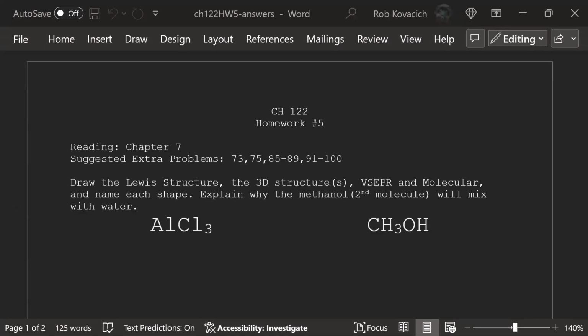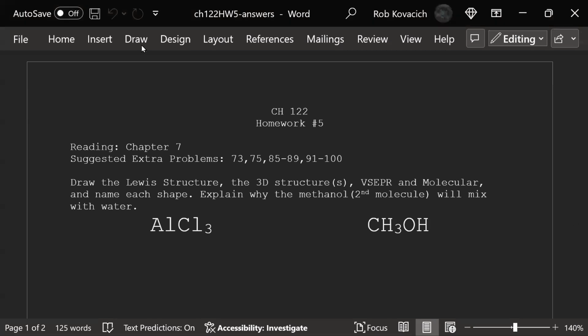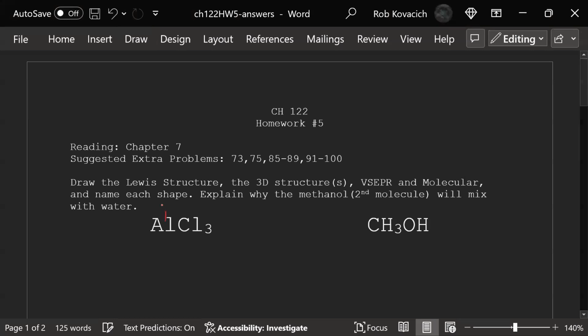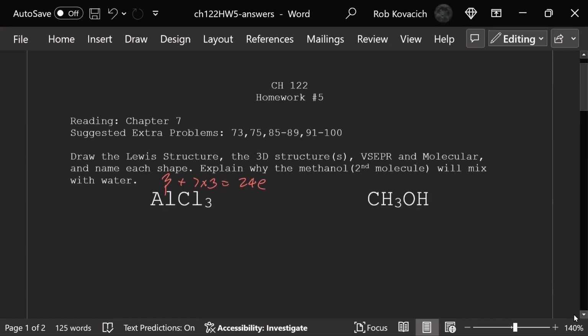Okay, and here is homework 5. So we're going to draw the Lewis structure for these guys. So I've got 3 valence electrons here plus 7 times 3. And so that equals 24 electrons for my aluminum chloride. We need to remember that aluminum violates the octet rule, and so aluminum only wants to see 6 total electrons. So we're going to have to think about that, putting this together.